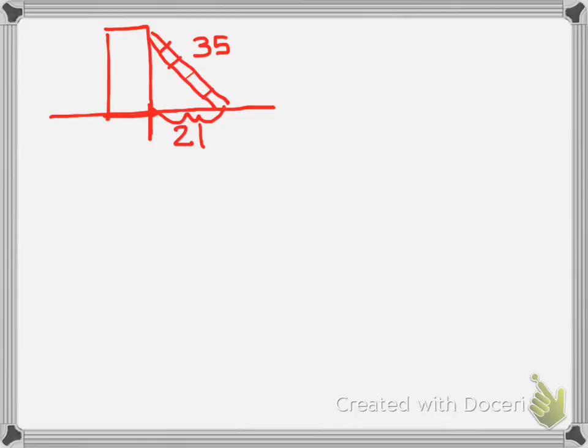Well, as you can see, the ladder leaning against the side of the building forms a right triangle. So this is perfect to set up just like we did in the other example problems. So what we're going to be looking for is this missing leg. We want to know how tall is the building. Alrighty, so we're going to start with our equation again.